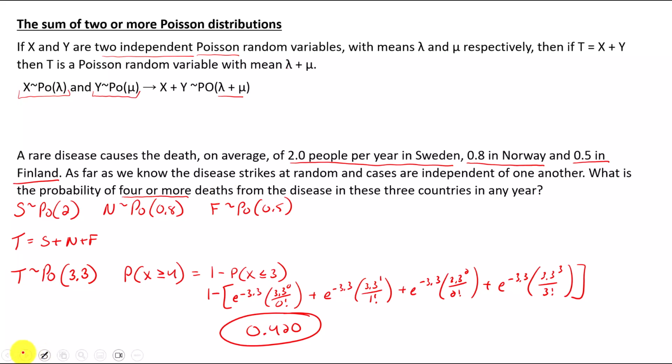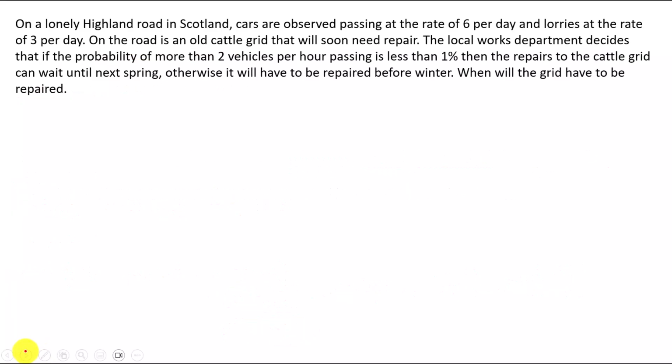Okay? So actually there's one more example here, and I want you to take a minute and try this example and then check your answer with me. Okay, so on a lonely Highland road in Scotland, cars are observed passing at a rate of 6 per day, and lorries at the rate of 3 per day. So I'm going to go ahead and write C as Poisson, and there were 6 per day, and lorries is also Poisson with 3 per day, and I'm going to just make a note that that's per day.